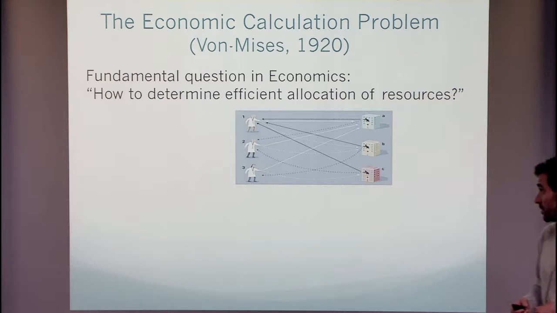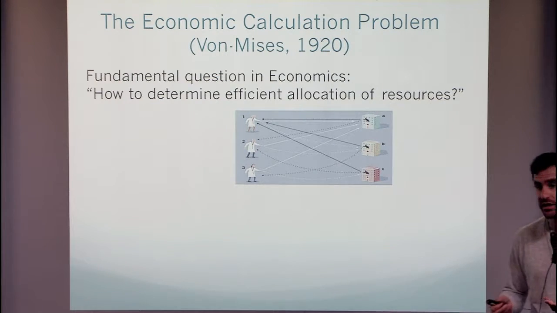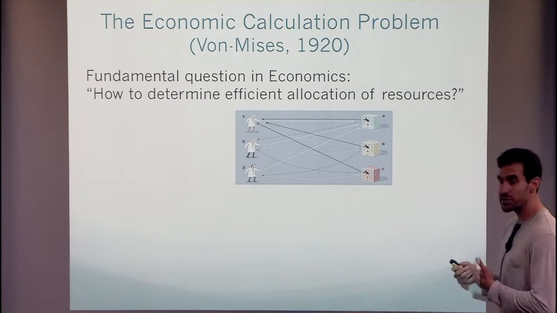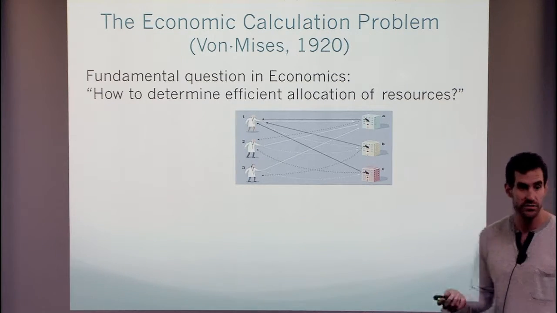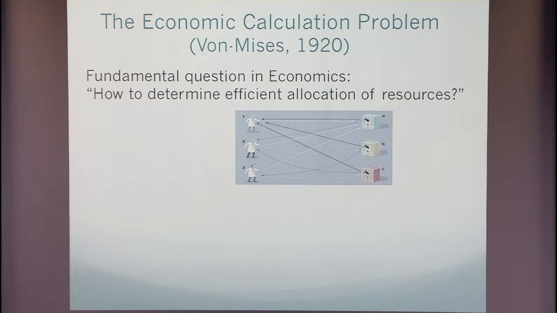So for example, the Ministry of Health would like to allocate doctors to hospitals. And the computational complexity of this problem was studied for almost 100 years, and it's interesting in its own right. In fact, it's a major problem in algorithmic game theory to this very day.